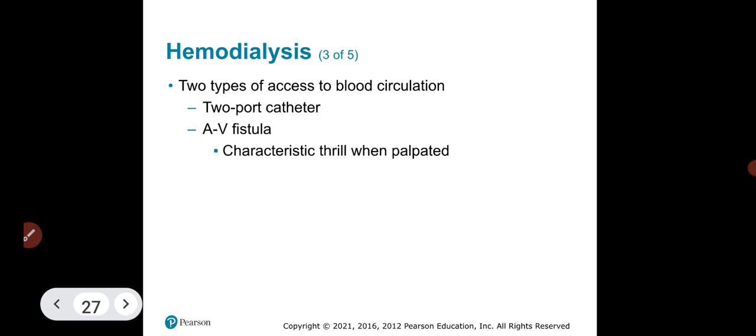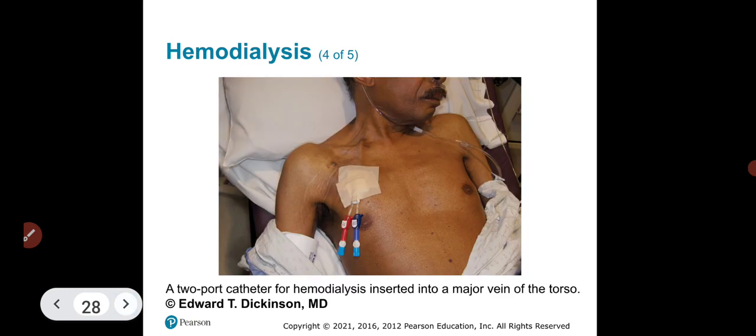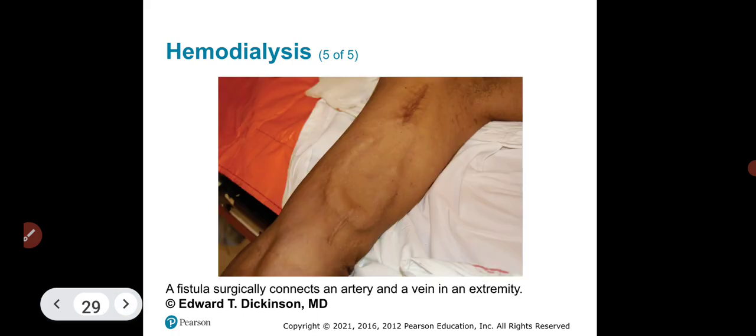All right, two types of access to blood circulation: a two-port catheter or an AV fistula. A fistula has a characteristic thrill when palpated. And here is a two-port catheter, what they look like. And then here is a fistula, surgically connecting an artery and vein in an extremity, and they are very noticeable from seeing one on somebody. It's not really a question if they have one.